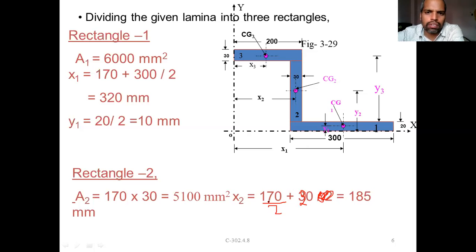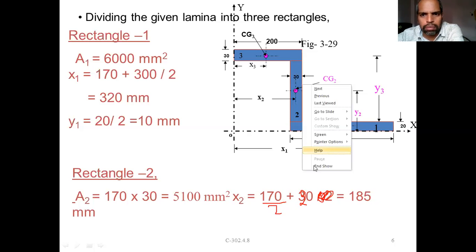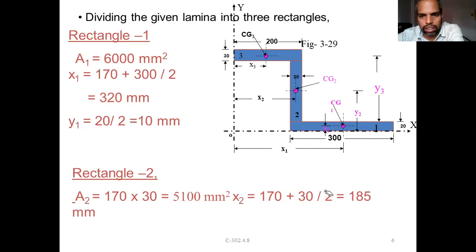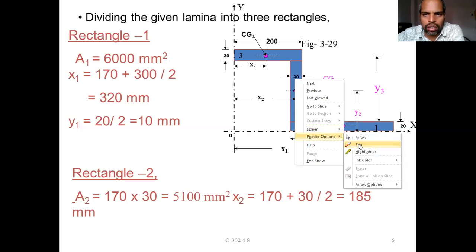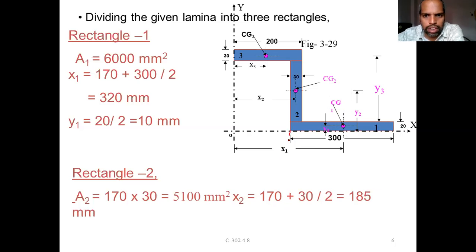That's nothing but 180. Again this is wrong, not 185. This is not 180. I'm very much sorry. I'm confusing x bar and y bar. That's why I'm very sorry. Right. So this 170 means from here to here it is 170. So 170 plus 30 by 2 is 185.